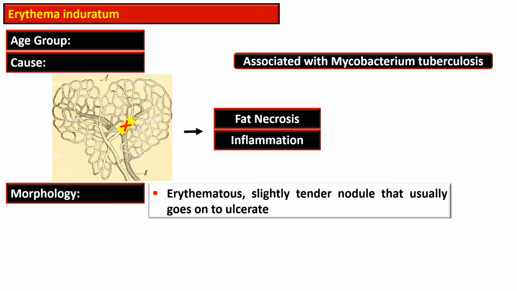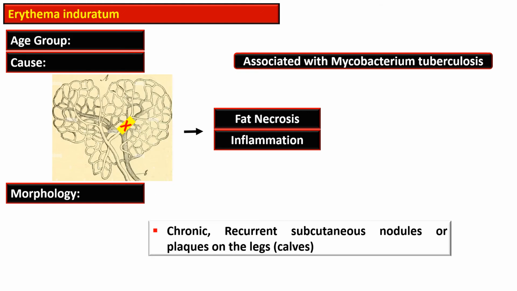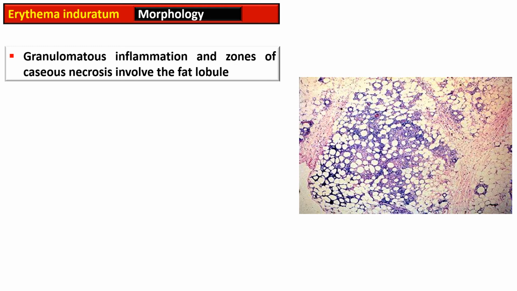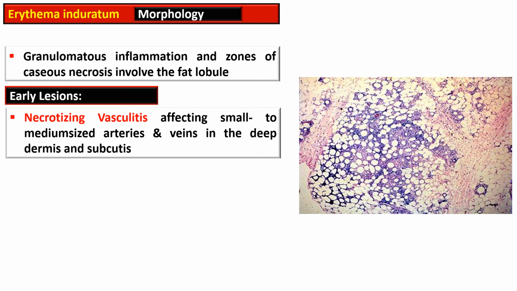Morphologically, there is erythematous, slightly tender nodule that usually goes on to ulcerate. There is chronic recurrent subcutaneous nodule or plaque on the legs, especially calves. The treatment is use of systemic glucocorticoids. On morphology, the lesion of erythema induratum shows granulomatous inflammation and zone of caseous necrosis that involve the fat lobule.